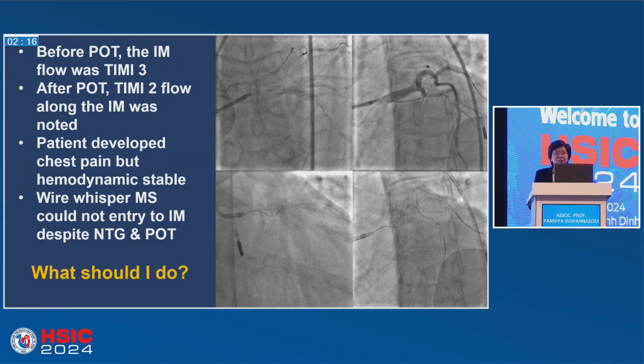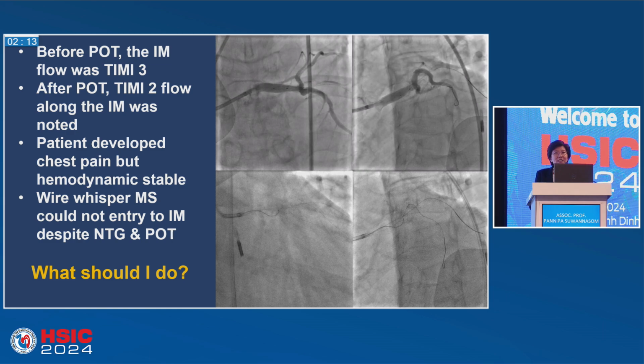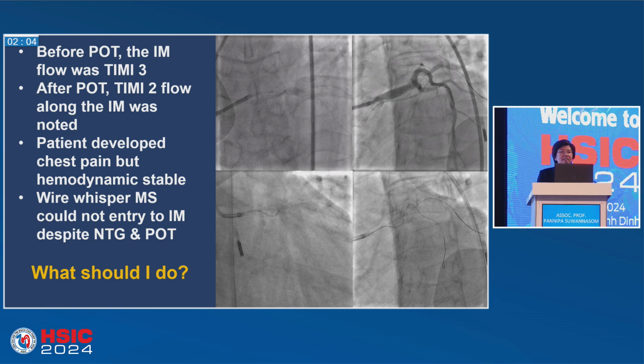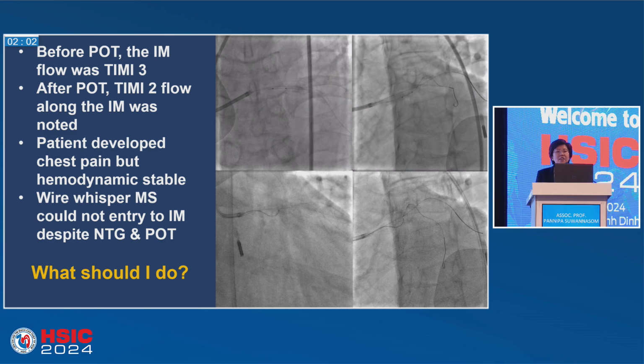So the patient now develops chest pain. Hemodynamics are stable because we already put the IABP in up front. At the beginning, we tried with the Y with the double lumen catheter and the Sasuke, but it could not enter the intermediate. So nitro, POT, anything I give.